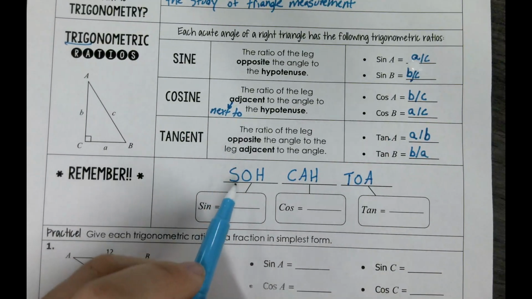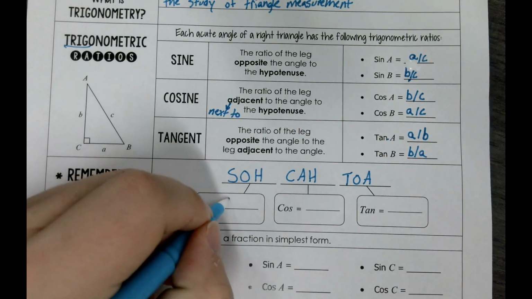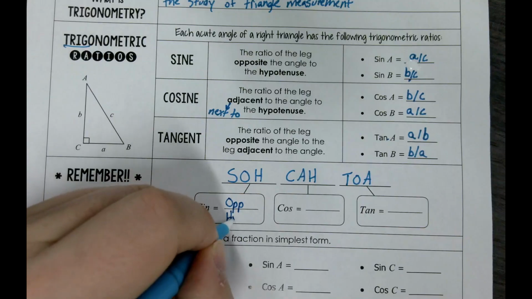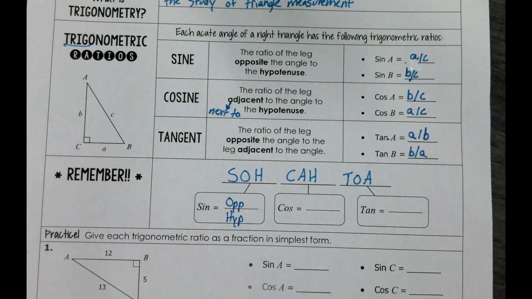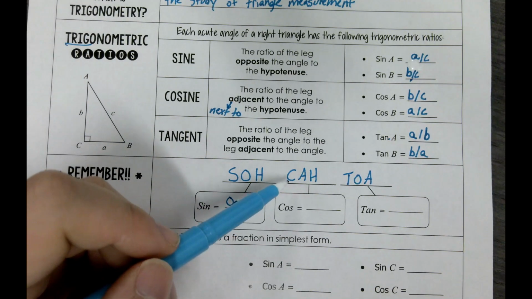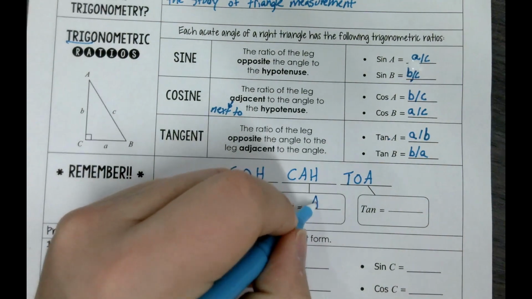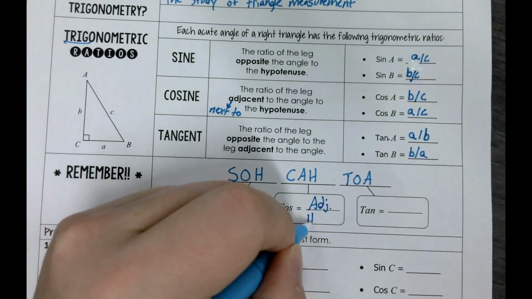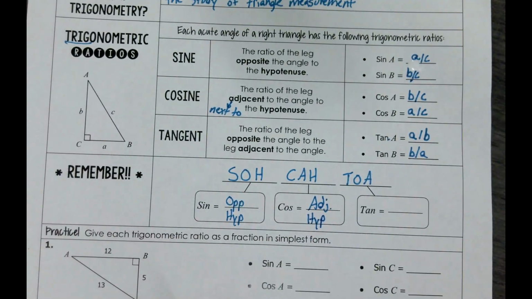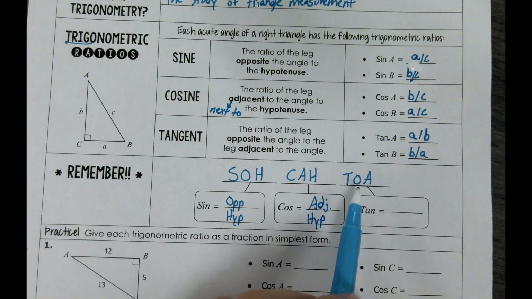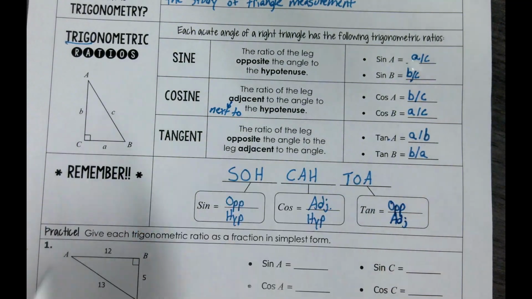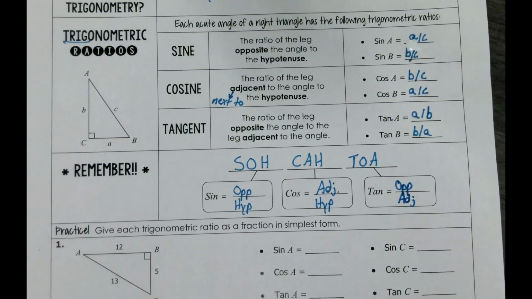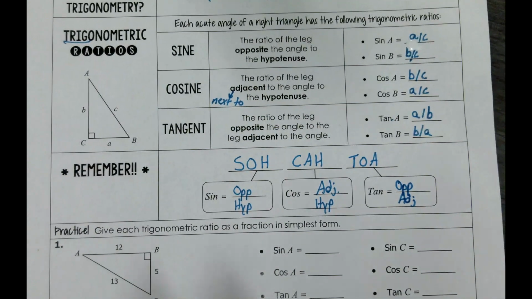The way that works is SOH: sine equals opposite over hypotenuse. The O stands for opposite, H stands for hypotenuse. CAH: cosine is adjacent over hypotenuse. And TOA means tangent is opposite over adjacent. Again, we're going to use these quite a bit throughout this unit, so we'll keep using SOHCAHTOA.